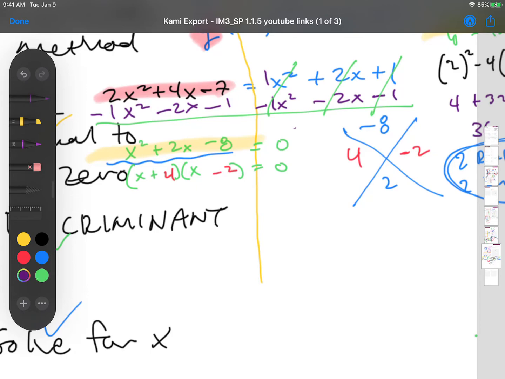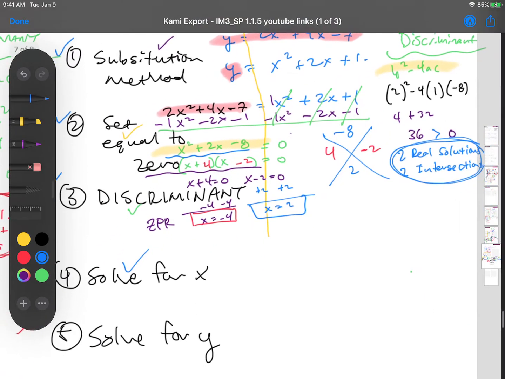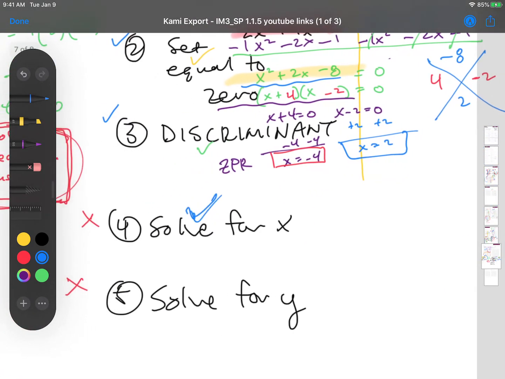All right, so we need to solve for x here, and all you need to do there is just set each of these equal to 0. This is called the ZPR, zero product rule, which means you set each of these equal to 0. Whatever's on the left side over here, you set it equal to 0. So if I subtract 4, I get x equals negative 4 as one of my solutions. And then over here, I add 2, and we get x equals 2. So what we've done so far is we've just solved for x.